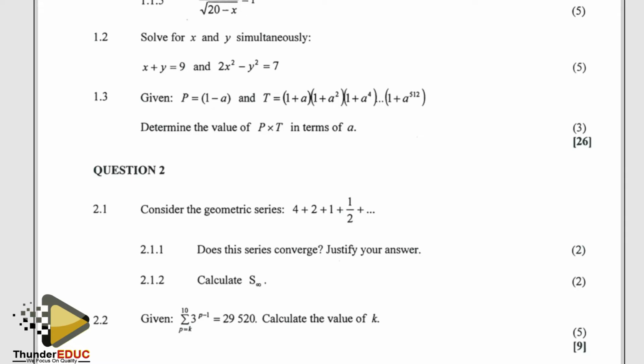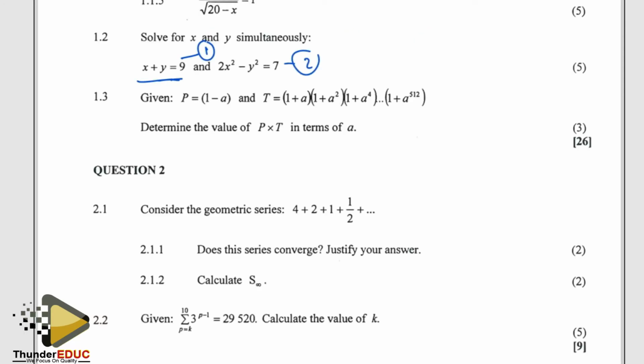Beautiful. x plus y is 9, 2x squared minus y squared is 7. So remember, if this is equation 1, this is equation number 2. We said use the linear. This is the linear. Try to make something the subject of the equation. So if I have x plus y giving me a 9, and then I'm having 2x squared minus y squared gives me a 7. That's correct.